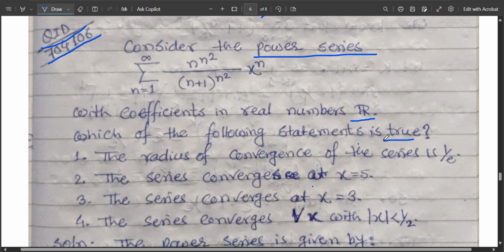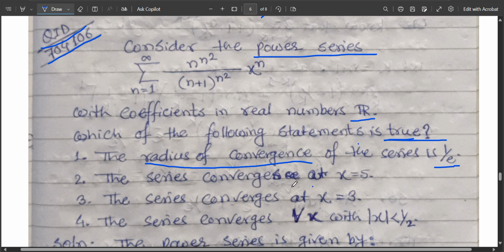You have to search which one is true. The radius of convergence of this series is 1 by e. If I talk about the radius of convergence of the series, that is 1 by e.